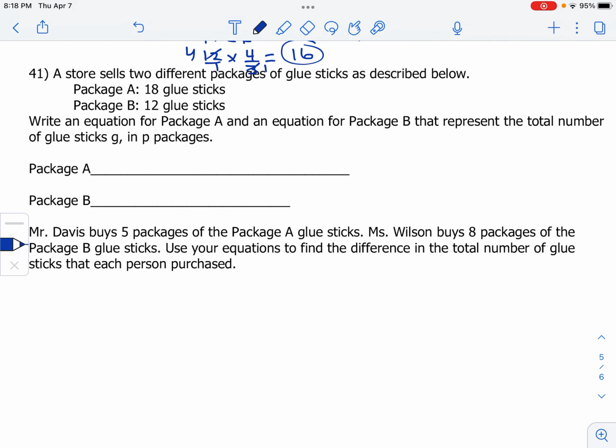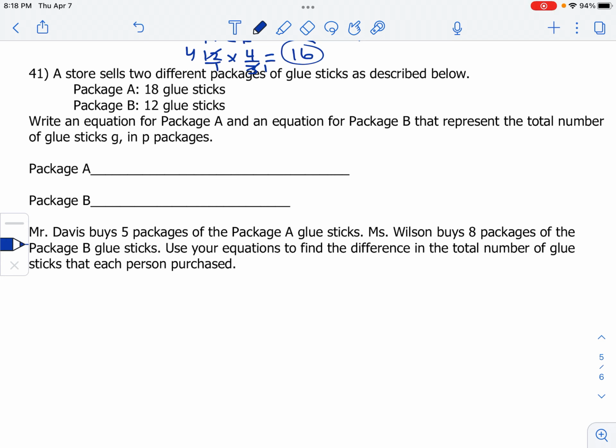Last question here. A store sells 2 different packages of glue sticks as described. Actually, I'm going to keep that there. Okay, as described below. Package A has 18 glue sticks in it. Package B has 12 glue sticks in it. Write an equation for package A and an equation for package B that represents the total number of glue sticks in P packages. Well, let's think about it.